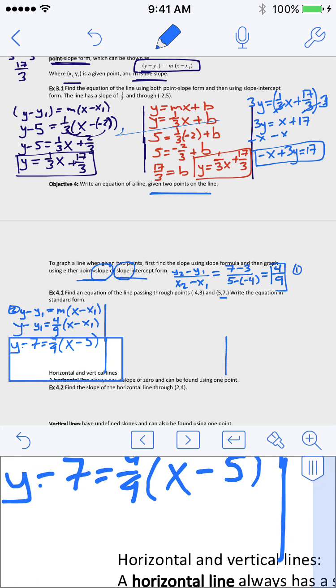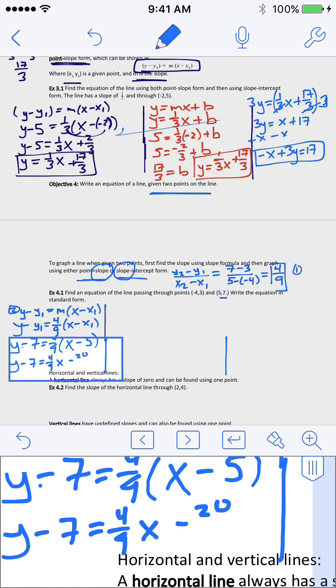Then we simplify. y minus 7 is equal to 4/9 x. Let's see, 4/9 times negative 5 would be negative 20 over 9. Just multiply the top, right? Multiply the top.